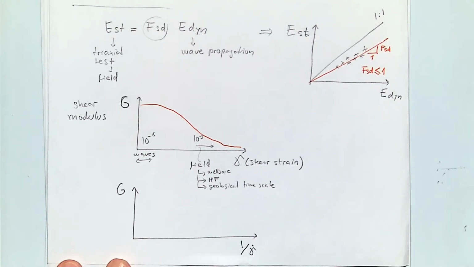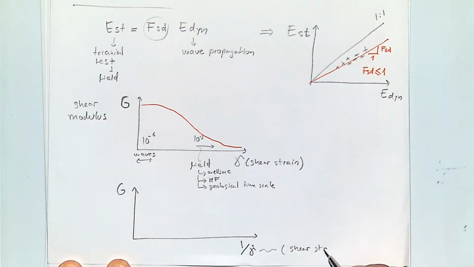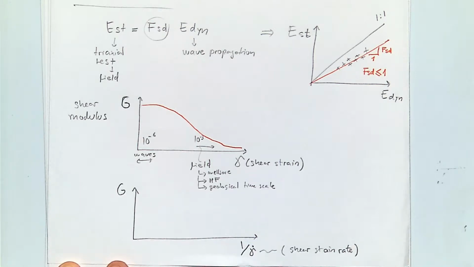So here I'm going to plot the shear modulus as a function of 1 over gamma dot, where the gamma with the dot means shear strain rate. So if I have a very high strain rate, like for example in a wave, if this is very small, 1 over that value is going to be something very high, right? And therefore, the G is going to be high as well.